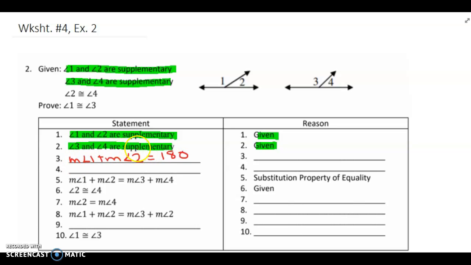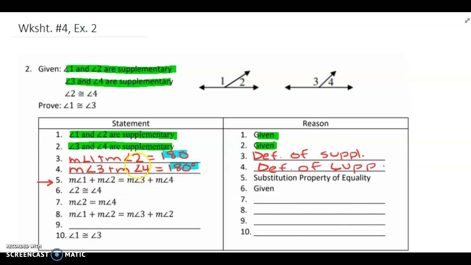And then also, if angle 3 and angle 4 are supplementary, that means the measure of angle 3 plus the measure of angle 4 equals 180. Okay, that is just the definition of supplementary for both of those. Def of supplementary. All right, so now they both equal 180. So if they both equal 180, guys, if they equal the same thing, they have to equal each other. Okay, so that's what I did here. They have to equal the same thing, they equal each other.